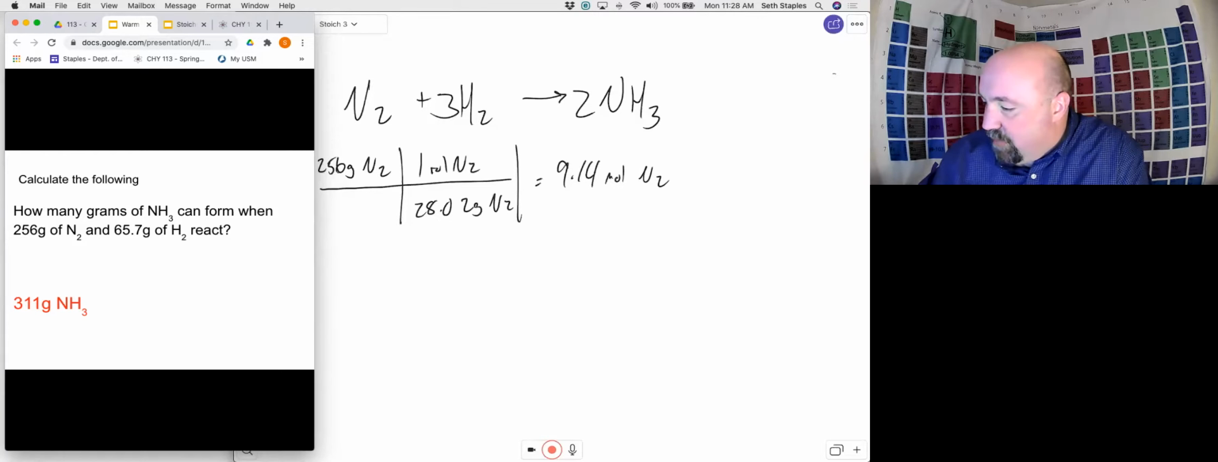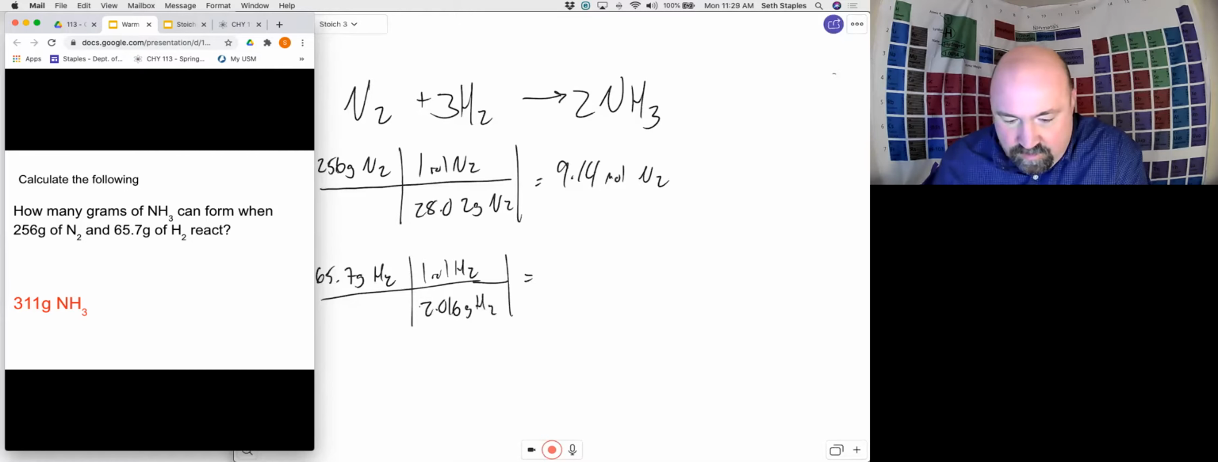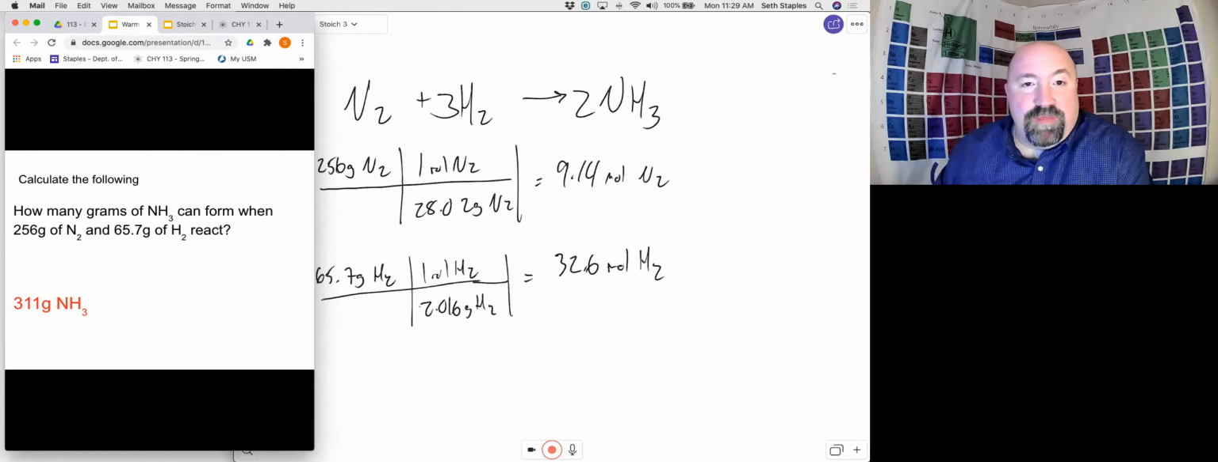Then we're going to do the same for H2. We're starting with 65.7 grams of H2, divide by its molar mass, and we have 32.6 moles of H2.